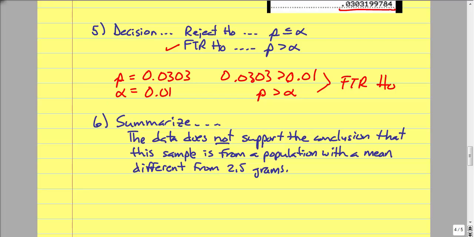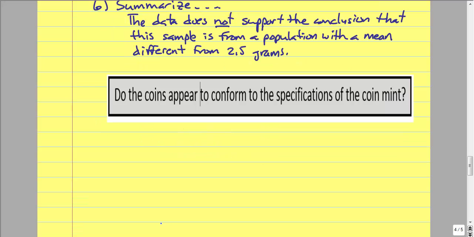Okay, let's go ahead and answer one other question about this. Now again, this isn't part 7 or anything, it's just a little extra question. Do the coins, the sample coins that we picked, appear to conform to the specifications of the mint? Well, it looks like to me that we have to look at the specifications first.